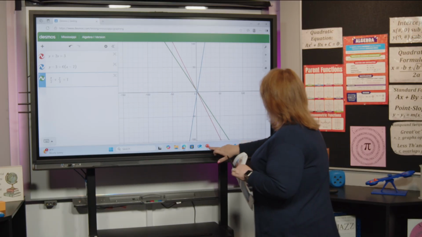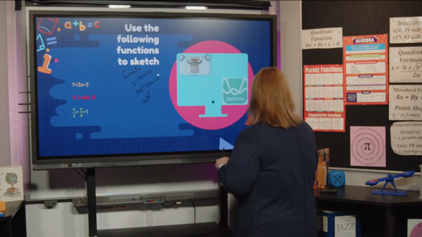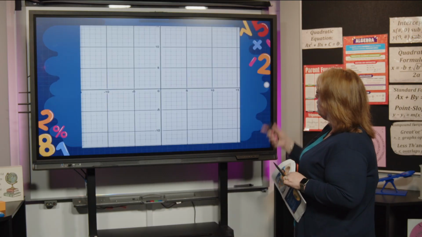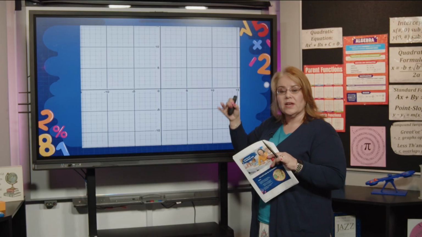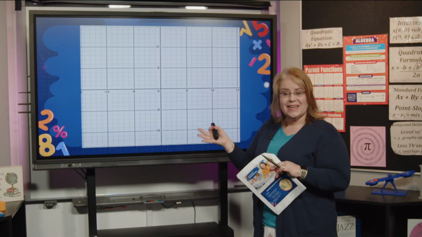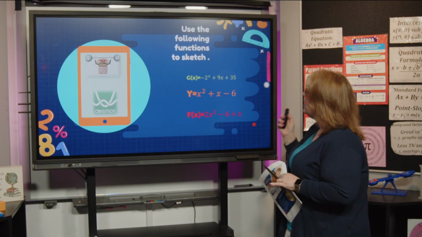All right, so let's go back. All right, so let's look at the next one. And we've already done this. This is a page just in your notes if you wanted to go ahead and sketch them. I did it on Desmos just for time. So here's the next one.